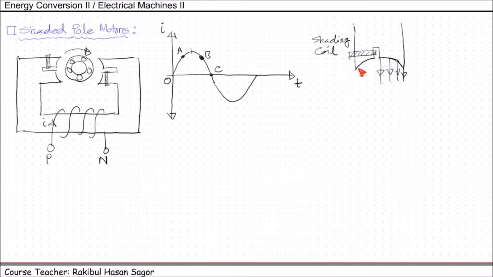So the magnetic flux that will be produced here will be weakened, and less amount of magnetic flux will be experienced. So here very high amount of magnetic flux will be experienced, but here very less amount of magnetic flux will be experienced. This portion or this figure is for the current when it's moving from O to A.